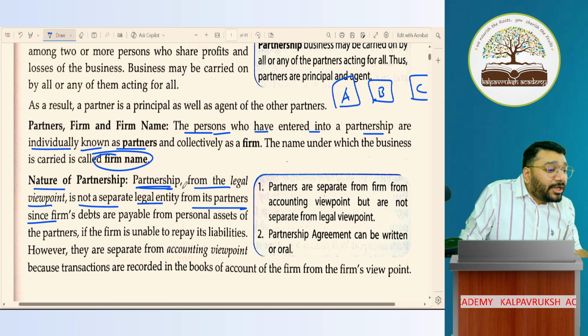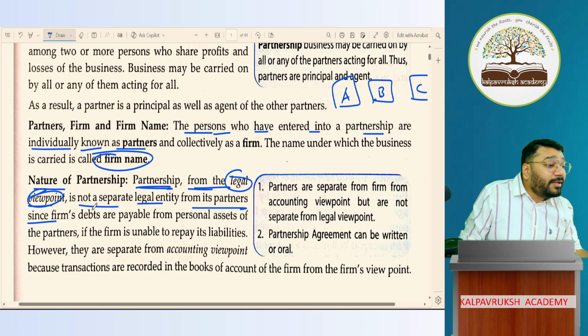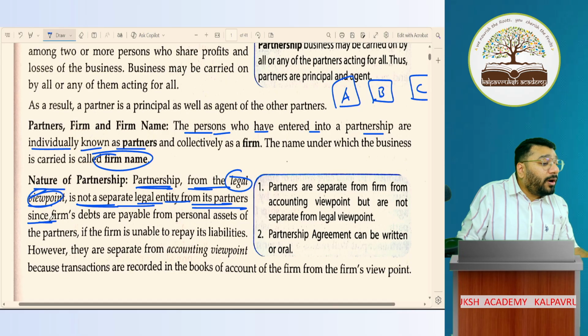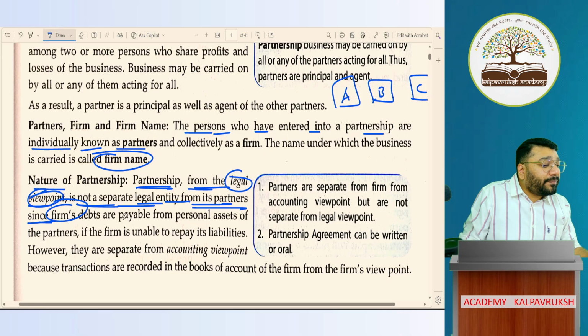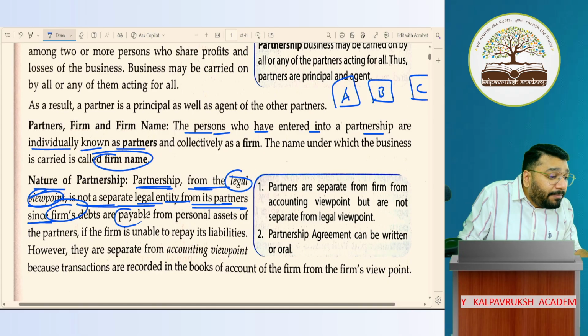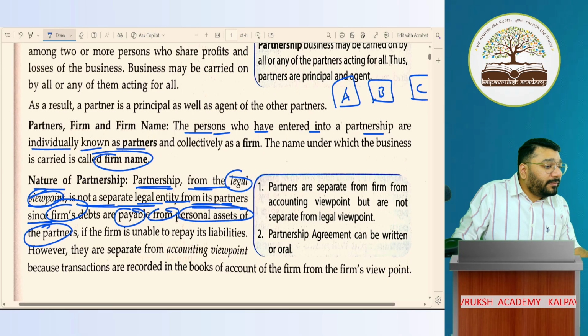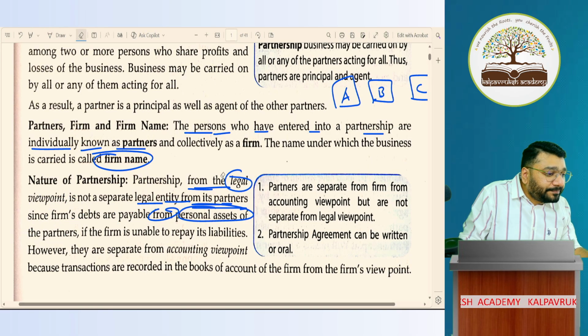So, partnership from the legal viewpoint is not a separate legal entity from its partners. Means what? If the firm's debts are not paid by the firm's assets, then they will be payable from the personal assets of the partners. Got it? Not got it? Read the line one more time properly.